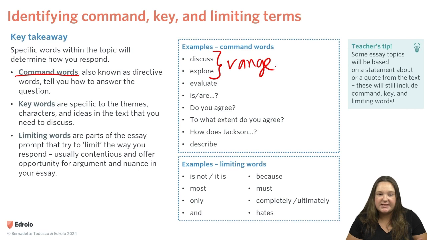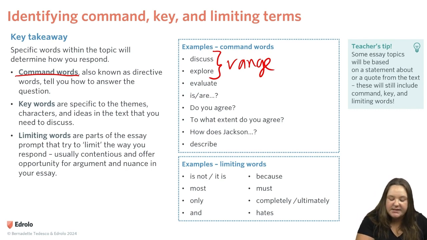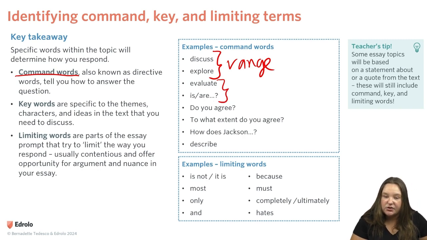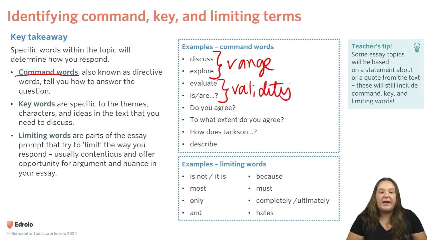How would different audiences react, or within different contexts? Or you might even look at multiple possibilities. So you're looking at a range of areas where you would respond to that prompt. If an essay prompt has the words evaluate or is-are, it's actually asking you to look at the validity of the statement. So evaluate how accurate that statement is and to what extent.